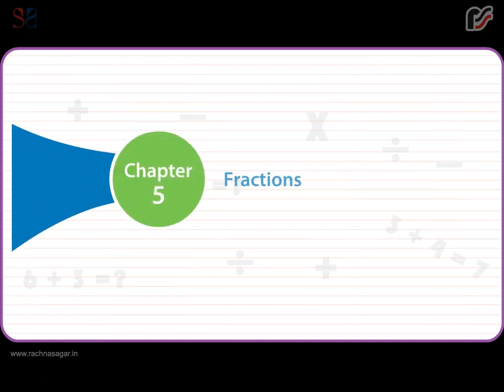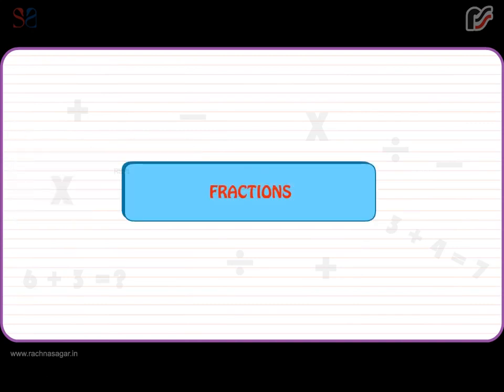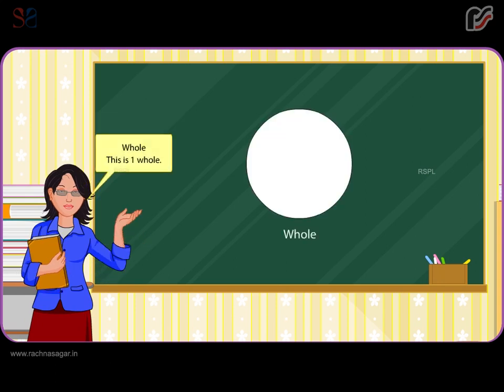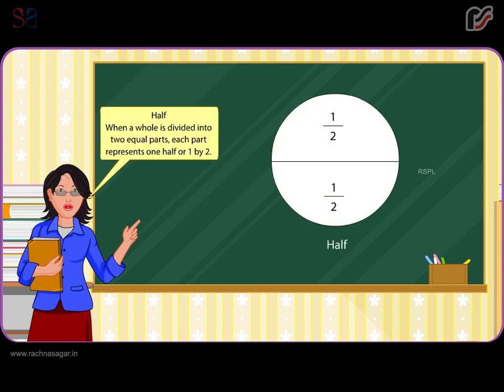Chapter 5 Fractions. A fraction is a part of a whole. Whole. This is one whole. Half. When a whole is divided into two equal parts, each part represents 1/2.